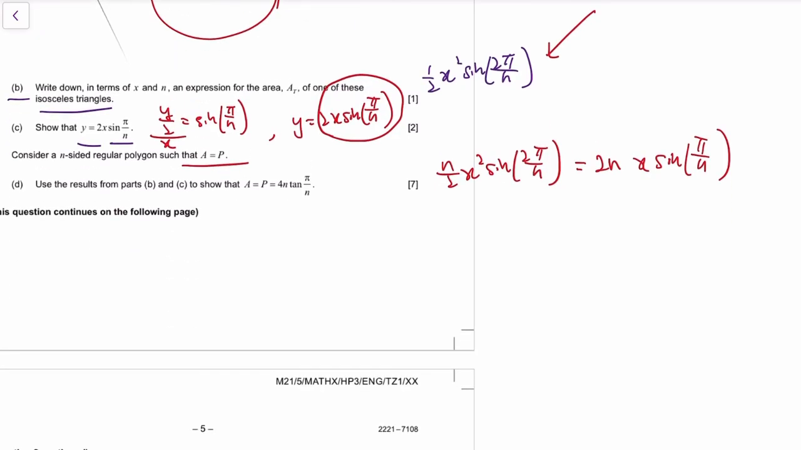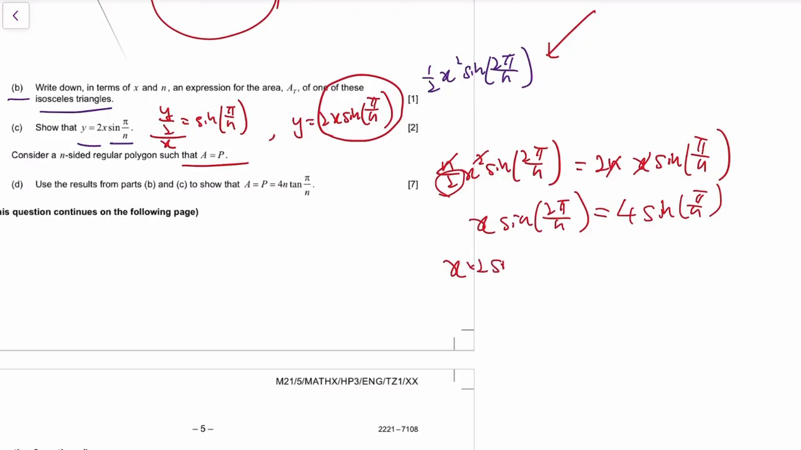So I think we will have to find x, right? So we cancel one of the x, we cancel the n. So we have x over 2, x times sine 2 pi over n. You multiply this 2 to the right, 4 sine that. Then obviously we'll use the double angle formula, so it's 2 sine a cosine a. Then the sine cancels out, the 2 cancels out. So x would be 2 over cosine.